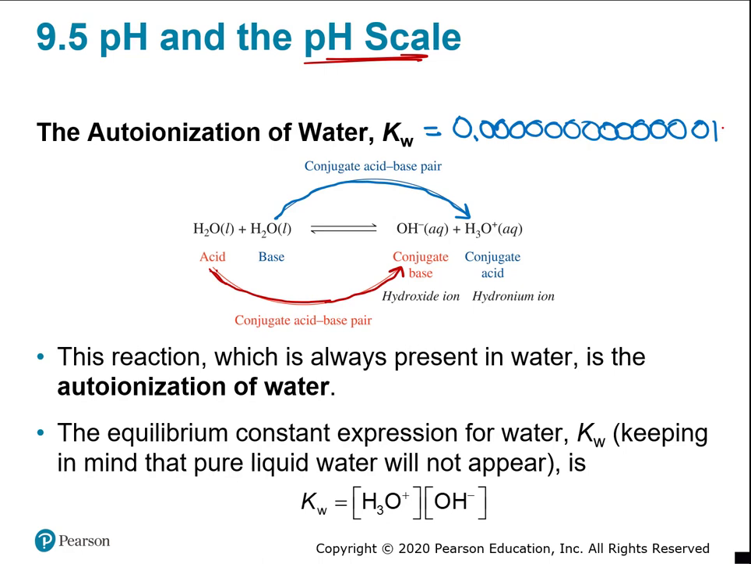So this K, what does that tell you? Does that tell you that you have more product or more reactant? More reactant. K is very, very small. Okay? So this is 1 times 10 to the minus 14. So that tells you very little hydroxide ions, very little hydrogen ions, very little product is made.